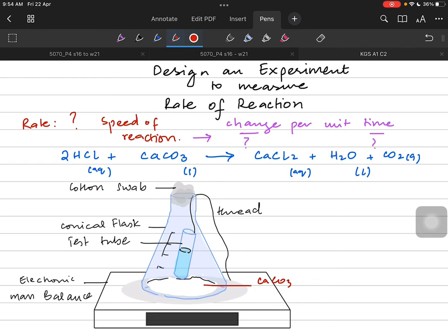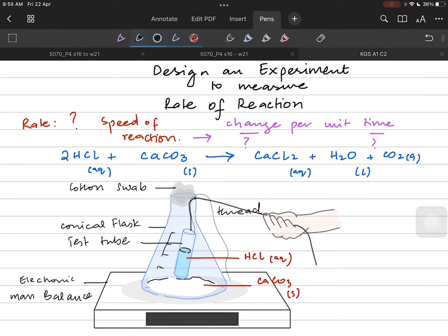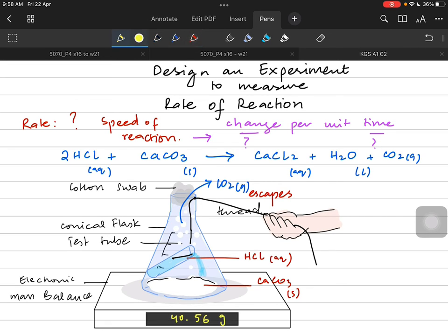The white powder is calcium carbonate solid over here. The test tube has been attached with a thread so that you can just pull the thread and allow the dilute hydrochloric acid to come into the flask immediately, and when the acid comes in contact with the calcium carbonate, bubbles or fizzing of carbon dioxide gas will be seen. So carbon dioxide gas will start escaping. The cotton swab cannot stop the carbon dioxide gas, remember that. So carbon dioxide molecules escape and the mass decreases because the carbon dioxide is escaping.